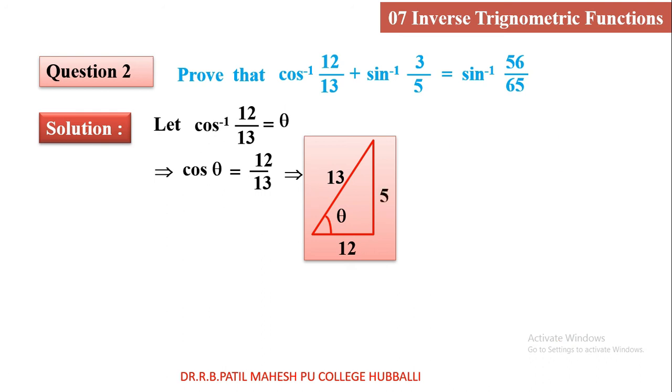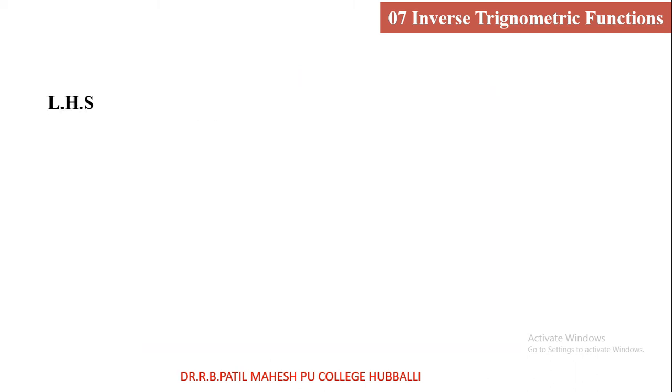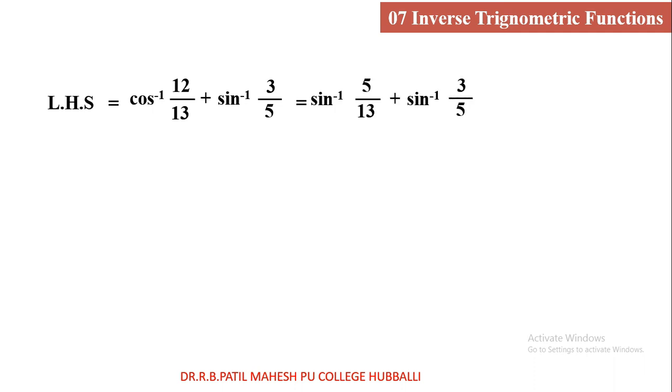After that you can write sin theta. Sin theta definition, opposite divided by hypotenuse, that is 5 by 13. So sin inverse of 5 by 13 is theta. So cos inverse 12 by 13 is also equal to sin inverse of 5 by 13, expressed in terms of sin inverse. After that let us consider the LHS, cos inverse of 12 by 13 plus sin inverse of 3 by 5. Write the expressed value of cos inverse, that is sin inverse of 5 by 13 plus sin inverse 3 by 5. So directly you can see the sin inverse x plus sin inverse y formula here.